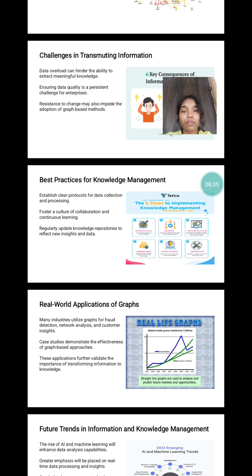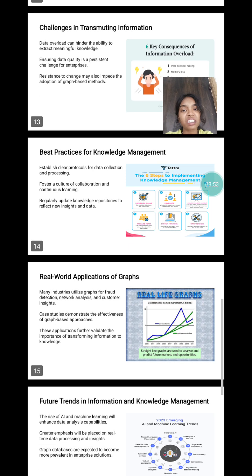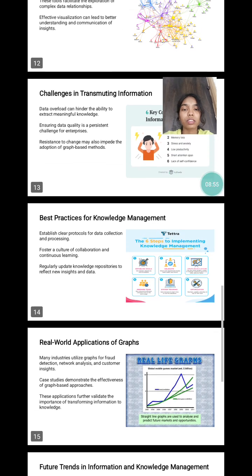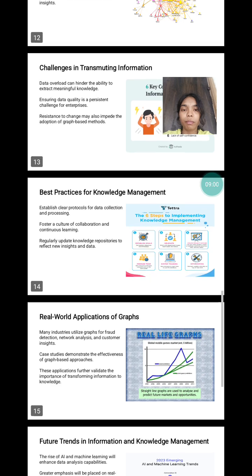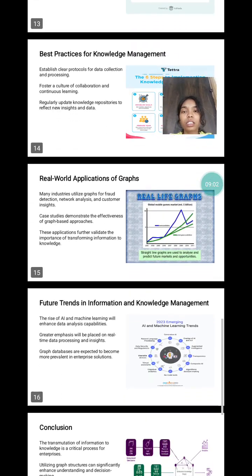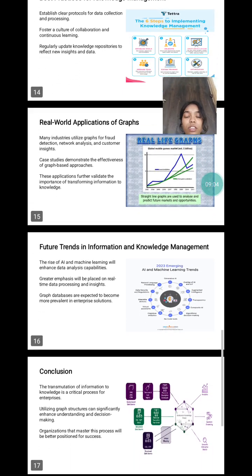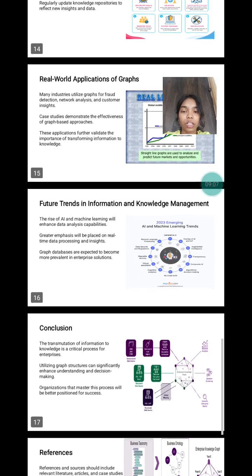Best practices for knowledge management. Establish clear protocols for data collection and processing. Foster a culture of collaboration and continuous learning. Regularly update knowledge repositories to reflect new insights. The six steps to implementing knowledge management. There are 6 consequences in the challenges, and 6 steps to implement knowledge management. Next, real-world applications of the graph and future trends in information and knowledge management.